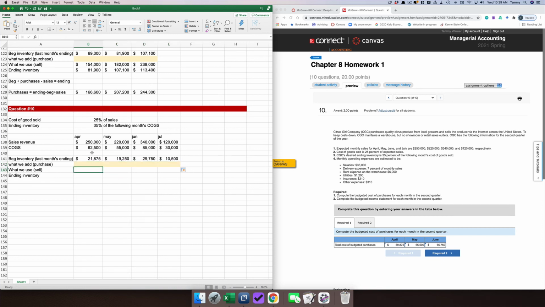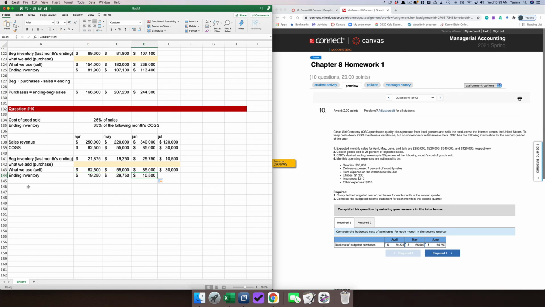What we sold is our cost of goods sold for that month. And then our ending inventory is going to be 35% of next month's cost of goods sold. Remembering this time to make it an absolute cell reference. Copy that one out. Okay, we only are able to do this through June.